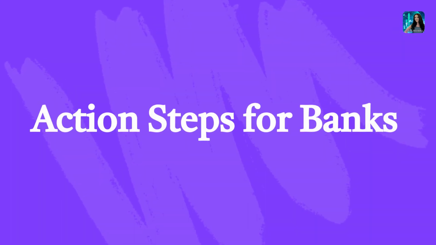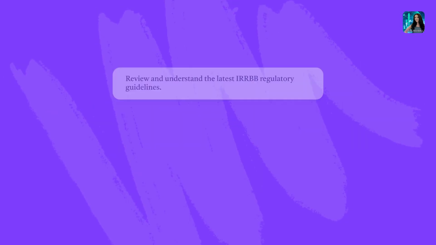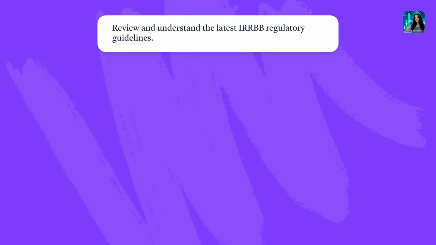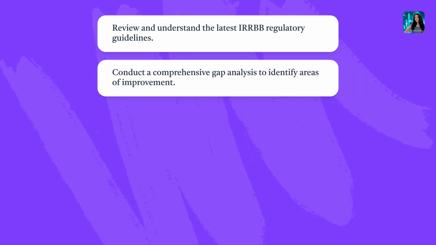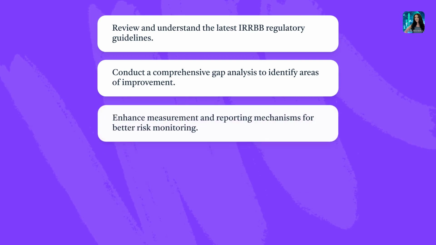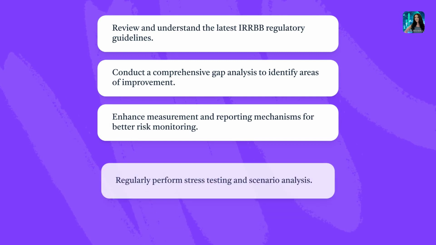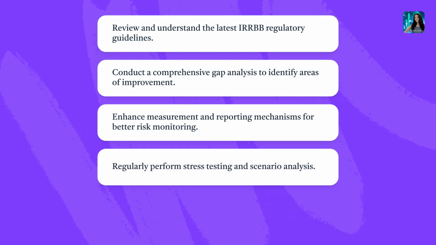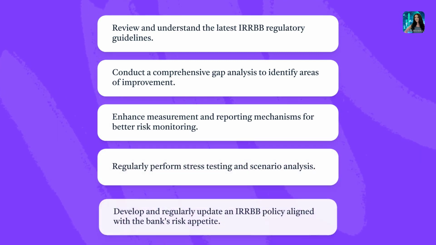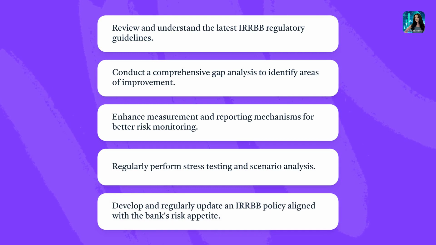Action steps for banks. Review and understand the latest IRRBB regulatory guidelines. Conduct a comprehensive gap analysis to identify areas of improvement. Enhance measurement and reporting mechanisms for better risk monitoring. Regularly perform stress testing and scenario analysis. Develop and regularly update an IRRBB policy aligned with the bank's risk appetite.